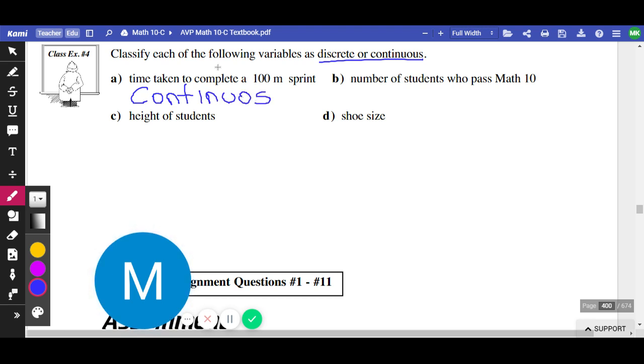Almost always, with time, time's usually a giveaway that it's going to be continuous, because time is gradual, right? When I start the watch, it's gradually going from 0 seconds until I finish. It doesn't just jump. It doesn't go from 1 second to 2 seconds to 3 seconds. It gradually got there. There's all those decimals in between, and you could finish at any one of those decimals.